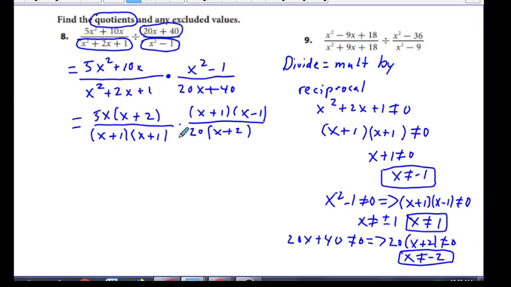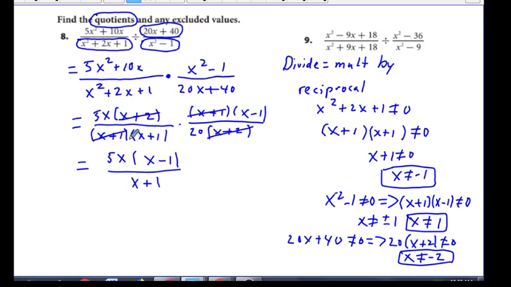So now we cancel stuff all over the place. This x plus 2 can cancel out this x plus 2. This x plus 1 can cancel out this x plus 1. I think that's all we can cancel out, isn't it? So in the numerator, we have 5x times x minus 1 over x plus 1.